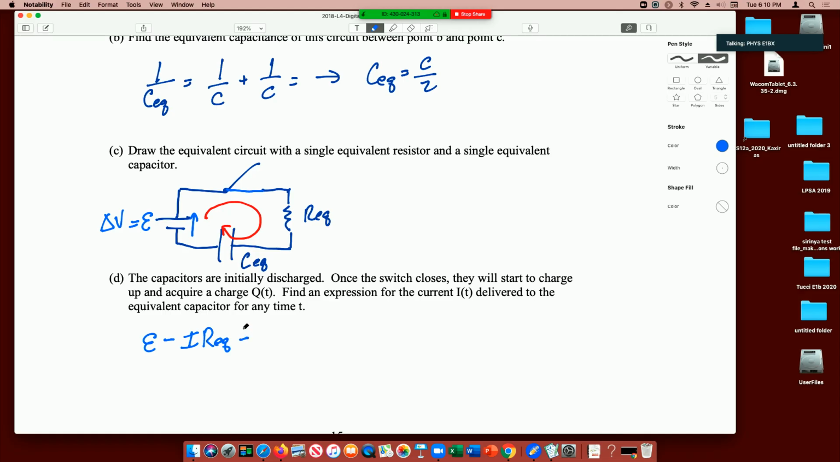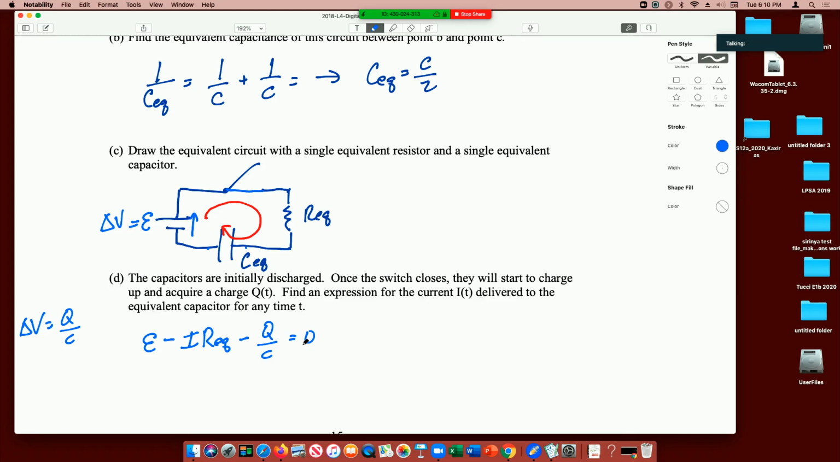And then what's the voltage drop across the capacitor? Assuming I'm going with the direction of the current, it's minus Q over C. Remember, delta V equals Q over C. So now I've gone across the capacitor, and that's going to equal 0, because I'm coming back to the beginning. Remember, all the way around the loop, the change in voltage is 0.